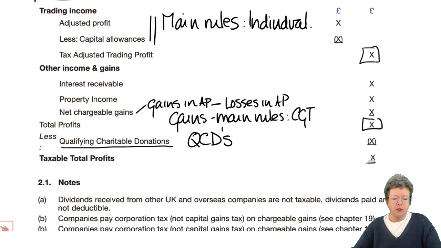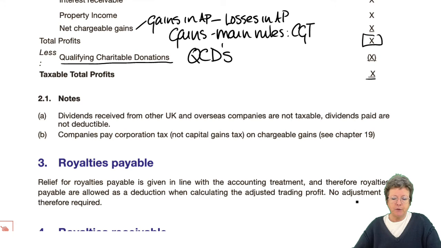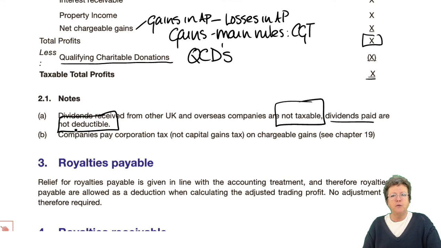Now we've got a couple of notes that go with this. Dividends received from other UK and overseas companies are not taxable. Okay, dividends paid are not deductible. They do not appear in this computation.